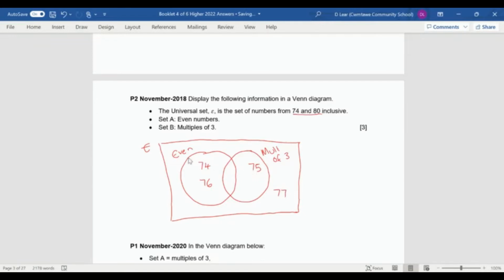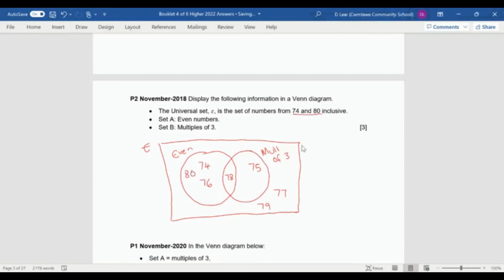78 is even and in the 3 times table, so it goes in the middle. 79 is not even and not a multiple of 3, so it goes outside. And 80 is even, but not in the 3 times table, so it goes over here.